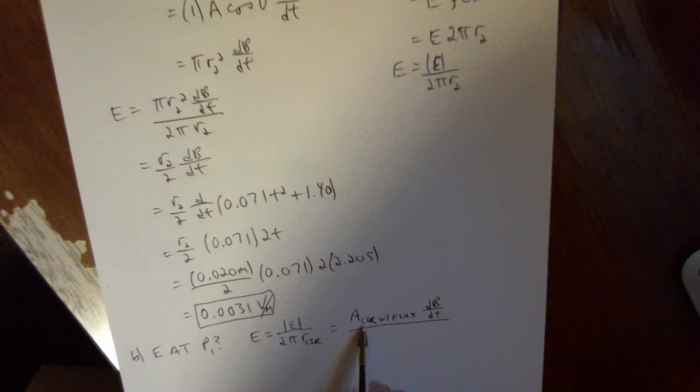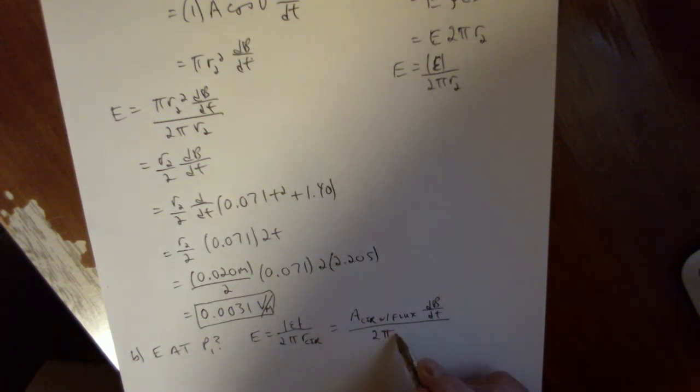So yeah, it's the area of the circle with the flux times dB dt in this problem is the EMF, and then the electric field magnitude is that divided by 2 pi times the radius of the circle through the point that we're talking about. So the circle through, in this case, P1.